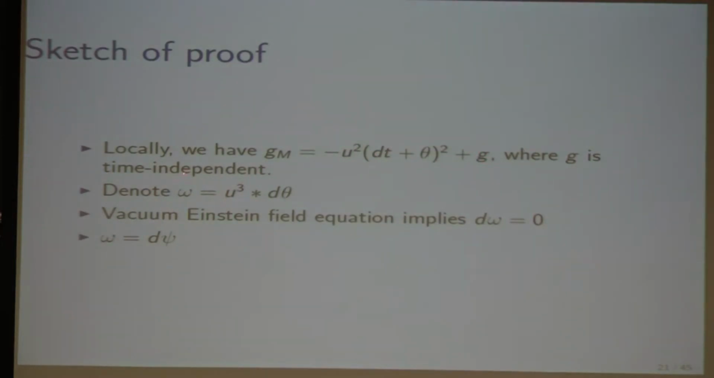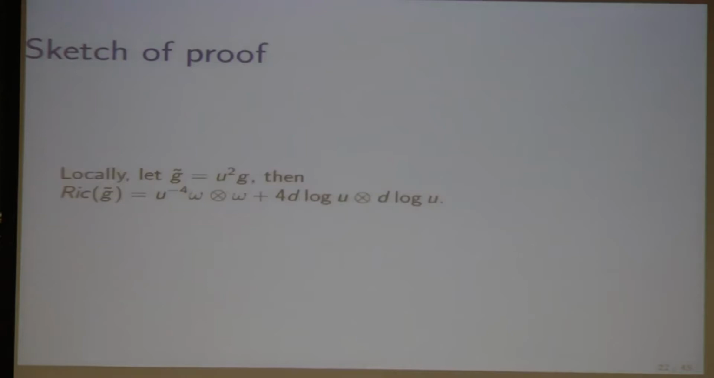And we consider omega. Omega is the star u to the power 3 times the star d theta. Omega is a one form. So the vacuum Einstein equation implies this omega is closed. Since omega is closed, locally you can find another function psi so that omega equals d psi. This is the Poincare lemma.